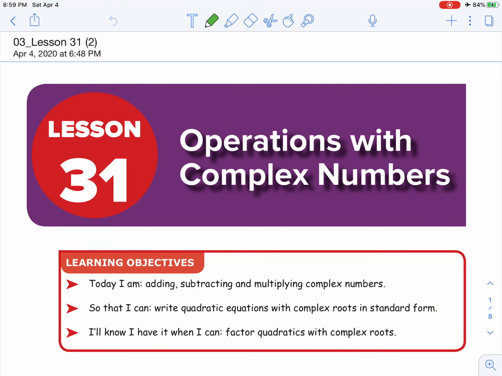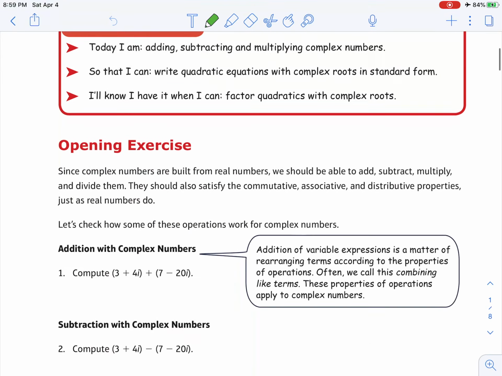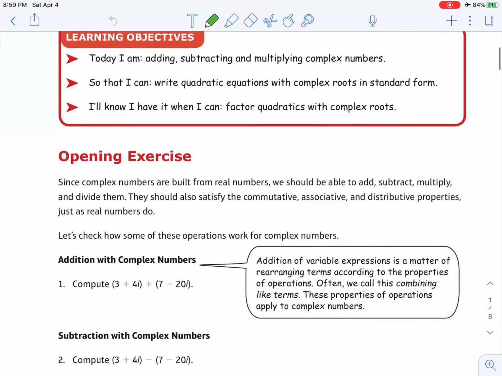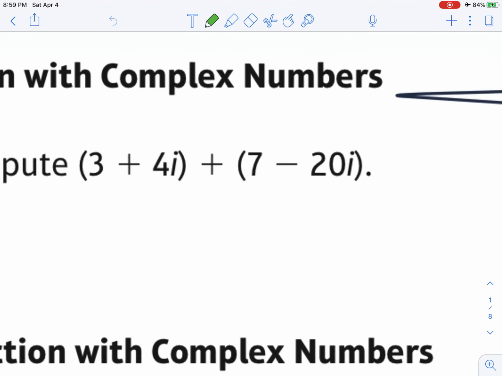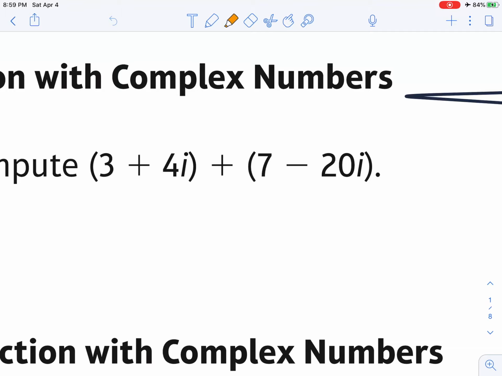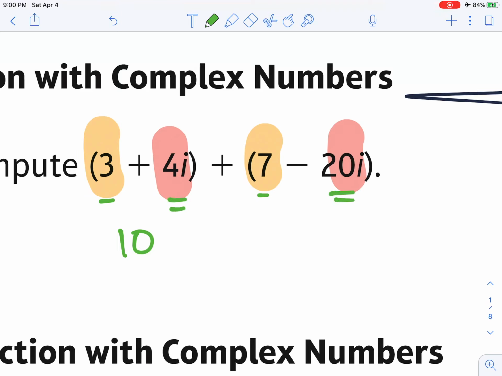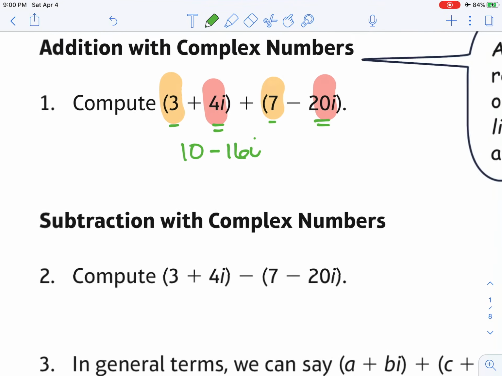So we are on lesson 31. We're dealing more with complex numbers, but we're dealing with the operations of those complex numbers. When you're adding complex numbers, you're going to add the reals together. You're going to add the imaginaries together. So here we go. 3 plus 7 gets me 10. 4i minus 20i gets me negative 16i.